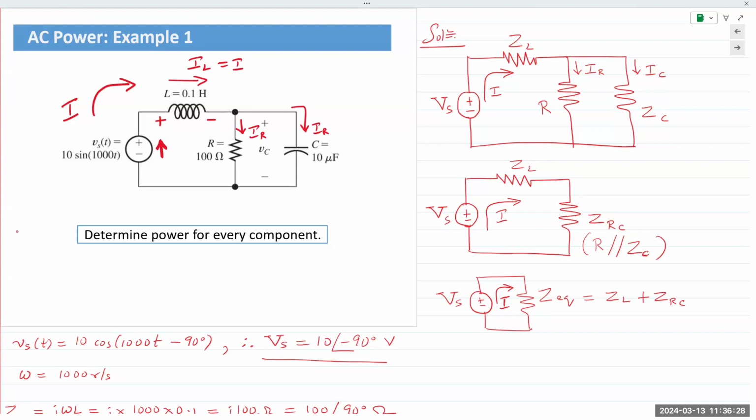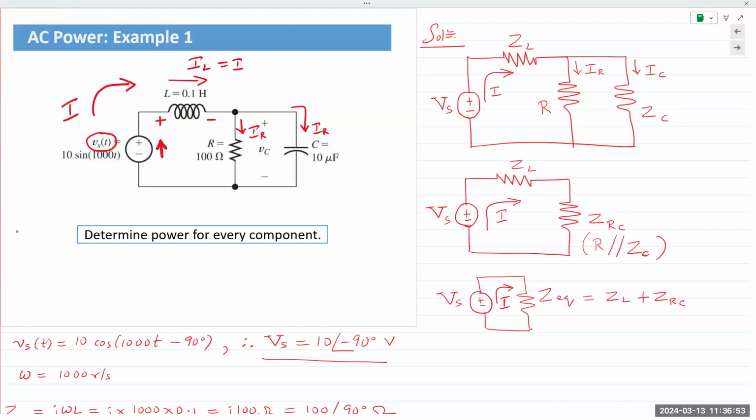Yes, steady state. So the AC analysis power, then it's only steady state analysis. We are not doing any transient analysis for AC voltages. So if you see a time varying source, that's an excellent question, actually. The question being asked is, should we assume steady state? And the answer is yes.